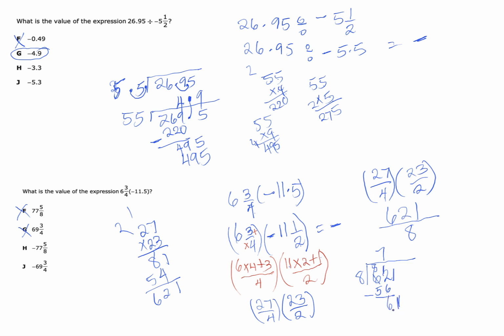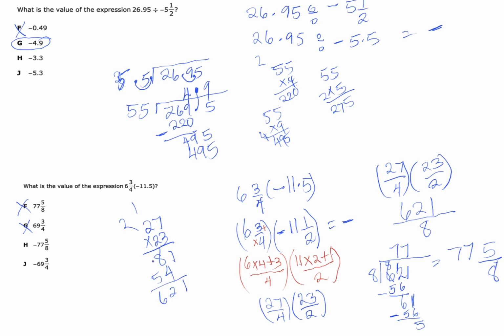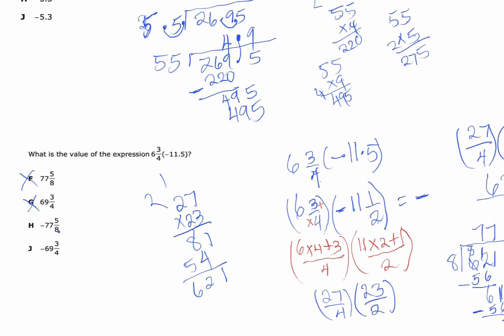8 goes into 61. Guess what? 7 times. That gives you 56. And if you subtract, now you don't even have to do the subtractions like 56, 57, 58, 59, 60, 61. That is a 5. So this is actually going to be 77 and 5 over 8. Now again, we didn't have to go through all of that because when the denominator was 8, you were just looking for the one with the denominator is 8. So your answer is H.